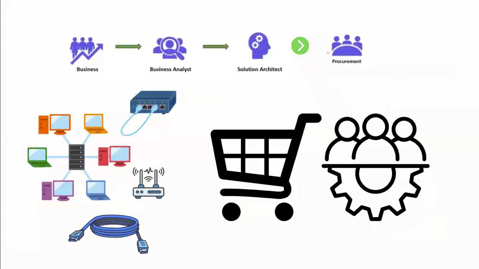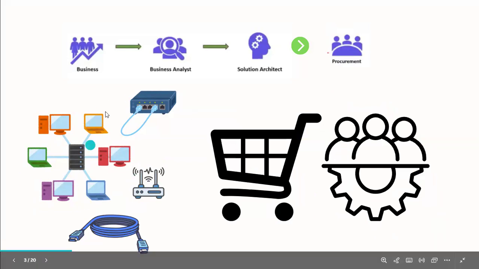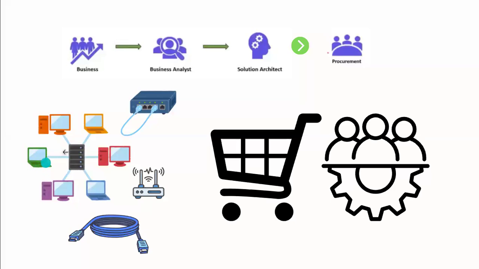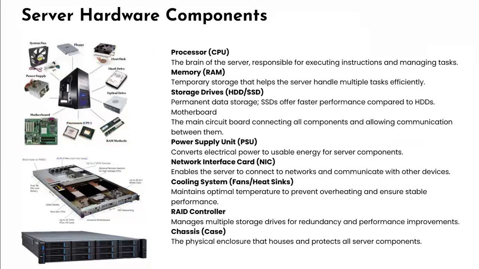The solution architect will tell the procurement team, to complete this project I need all these things like servers, laptops, routers, everything. All hardware components, and the procurement team will purchase them. Here the main important component is the server. What will be in the server? What are the components we have in our CPU, right? The same things will be there in the server itself: the hard disk, RAM, all those things, similar to our CPU.